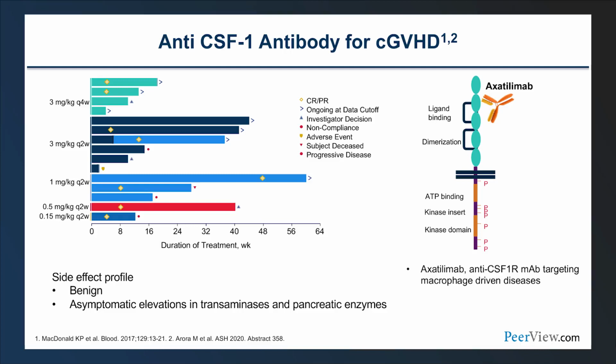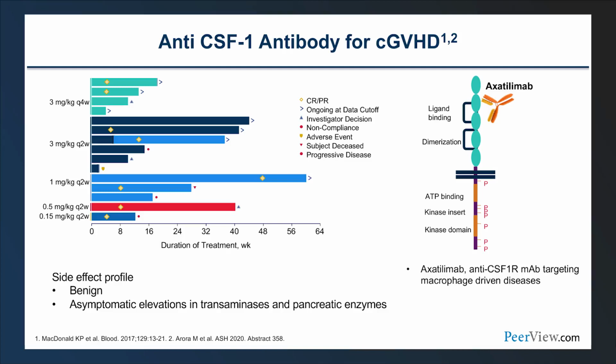I'll talk for a moment about one exciting novel compound that is currently being tested. This is an anti-CSF1 antibody, which is being tested for steroid-refractory chronic graft-versus-host disease. The compound is called axatilimab, and the theory behind axatilimab and blocking the monocyte macrophage pathway, which is dependent on CSF1 signaling, was from the McDonald lab. And so in a preliminary dose escalation phase 1 trial, nice responses were seen once we got into what we thought were effective doses of the compound at 3 milligrams every other week or once monthly.